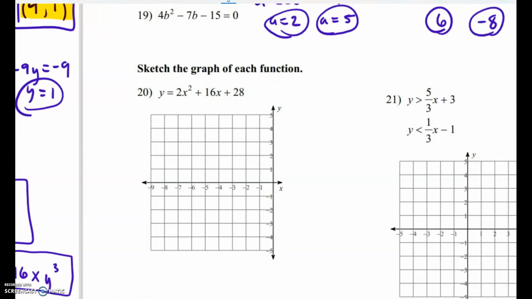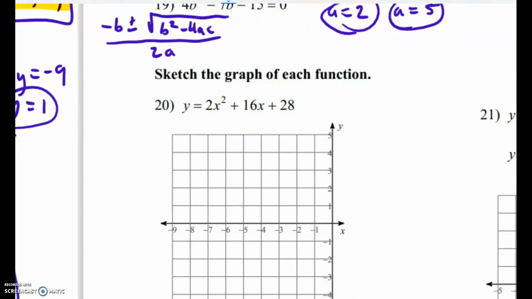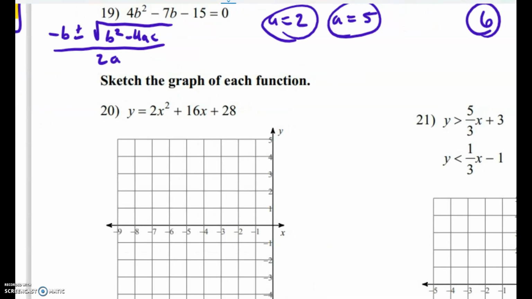Number 19, 4b squared minus 17b minus 15. I could probably factor that one, but with that leading coefficient, sometimes it's difficult to figure it out. So let me try quadratic formula. So quadratic formula is negative b plus and minus square root b squared minus 4ac all over 2a. And if I plug everything in, I'm going to have a is equal to 4, b is equal to negative 17, and c is equal to negative 15.